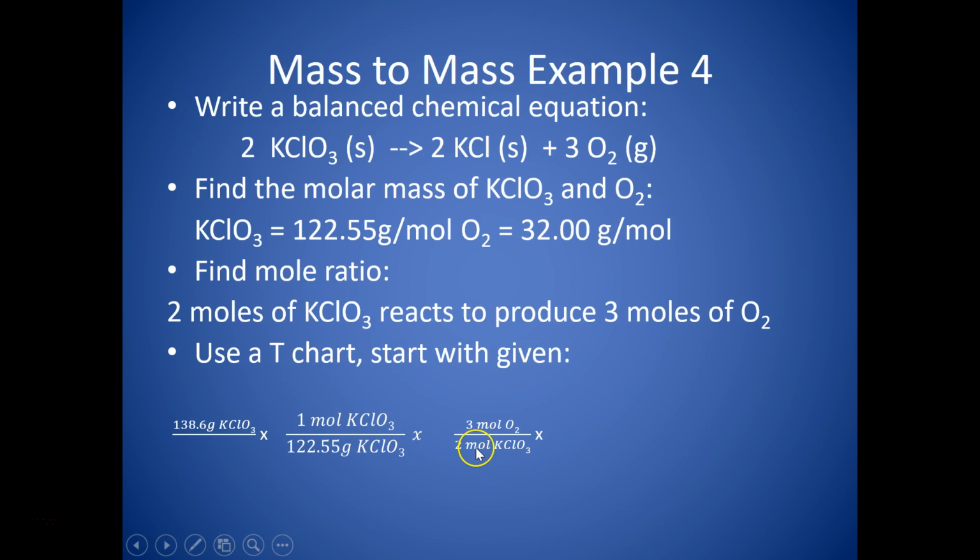We put the 2 moles of potassium chlorate down there because we need them to cancel out, and we put our 3 moles of O2 up at the top. We are now in moles of O2, but that's not what the problem asks us. It asks us about grams of O2. So we have one more step to go, where we know for every 1 mole of oxygen, we have 32.00 grams of oxygen gas. Then we multiply the top, divide by the bottom, and we get 54.29 grams of O2 being produced.